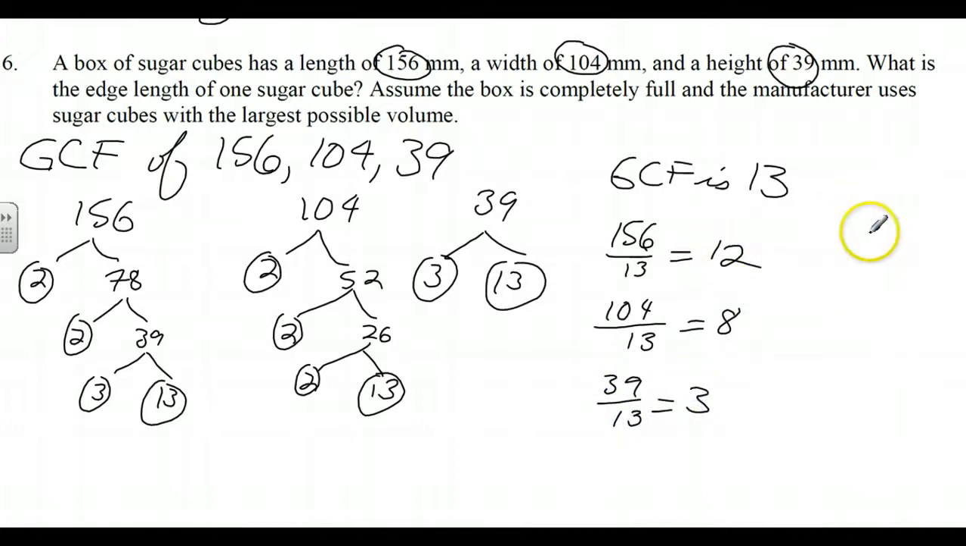So this will be 12 sugar cubes long. Okay, so here's the cubes, right? There'll be 12 of them. It will be 8 wide, and they will be stacked 3 high. And that will give you the largest possible volume that fits into this, with each cube measuring 13 by 13 by 13 centimeters. And that ends our first day of factors and products.